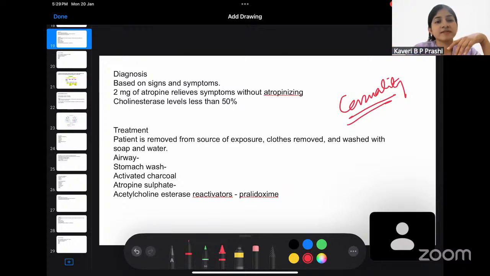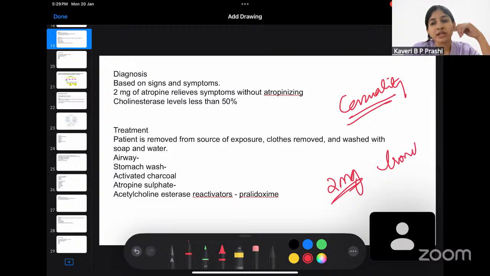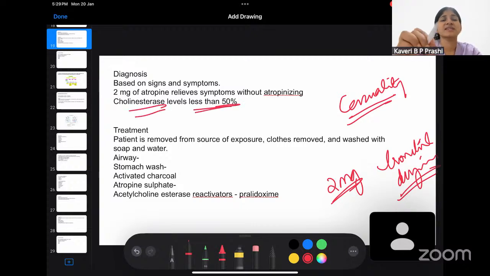2 mg of atropine relieves symptoms without atropinizing. So what is atropinizing? Usually when you give 2 mg of atropine, normally there is going to be bronchial dryness that is seen in people. But it is not going to be seen in those people who have taken organophosphorus. Cholinesterase level you're also checking, and the enzyme level is significantly reduced, less than 50%. So these are the things that you can use in order to diagnose a case of organophosphorus poisoning.